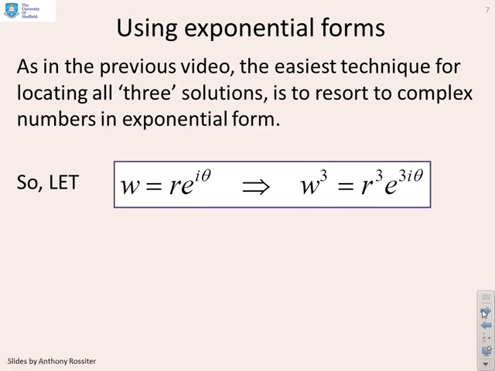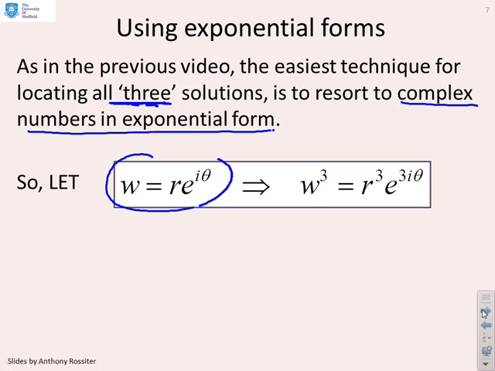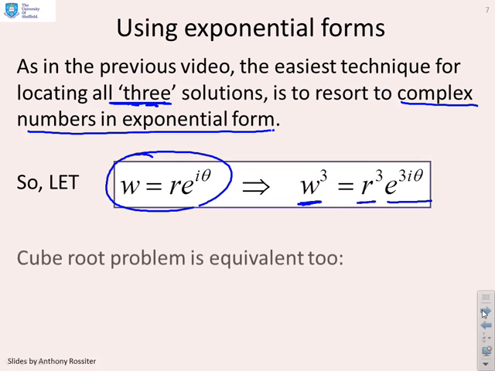So our suggestion is, as in the previous video, the easiest technique for locating all 3 solutions, not just one, is to use complex numbers in exponential form. So that's what we're going to do here. First of all, postulate that the root you want, the solution, is w equals r e to the i theta. And then I can write out that w cubed is r cubed e to the 3i theta. So that's step number 1.